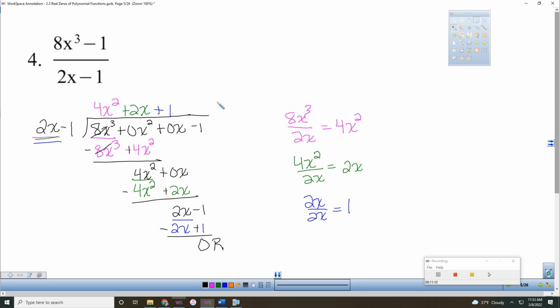So this will be my answer, but x cannot be 1/2. Now if you set this equal to 0, you would add 1 and divide by 2, so x can't be 1/2. Half of 2 is 1. 1 minus 1 gives me 0. So that would be your whole answer right there.